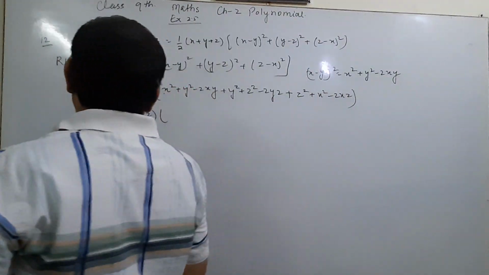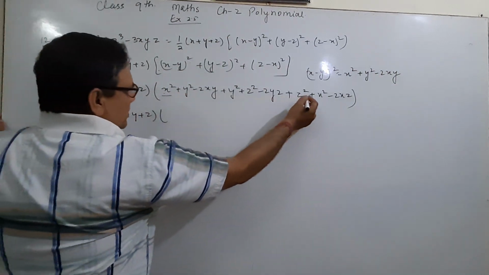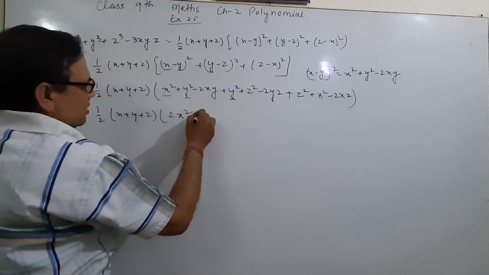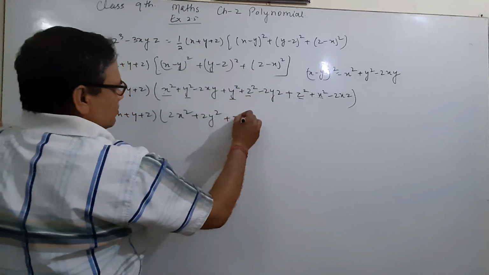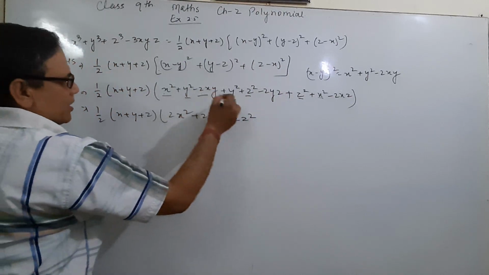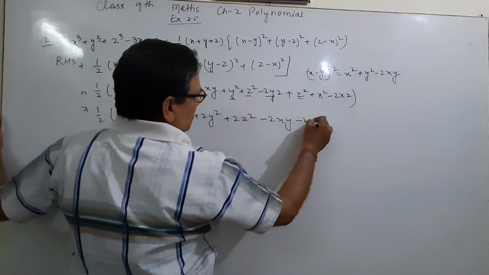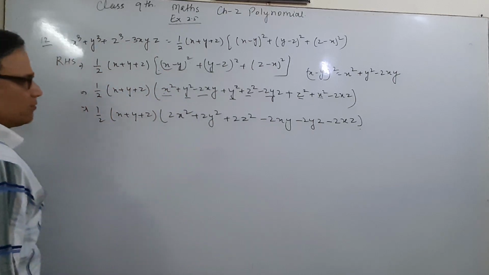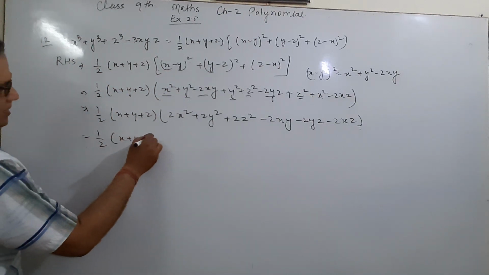Then what is your answer now? Check yourself whether your answer is right or wrong. x square plus x square is 2x square. y square plus y square is 2y square. z square plus z square is 2z square. Here is 2xy, here is 2yz, here is 2xz. And after that, what should I do? I will write the same (x plus y plus z).